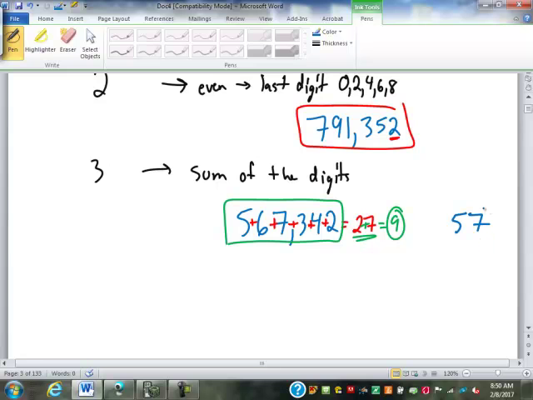We were working with 57 earlier, wondering if it's prime or composite. What's 5 plus 7? 12. That's divisible by 3. So 57 is divisible by 3. If the sum of the digits is divisible by 3, then the number is divisible by 3. So 57 would be 3 and 19.